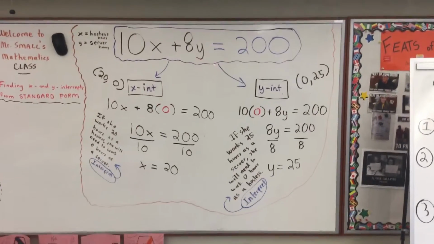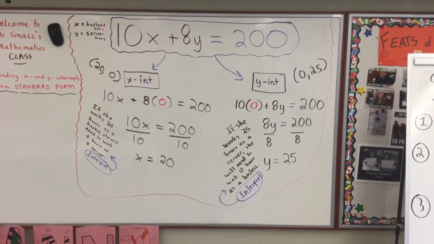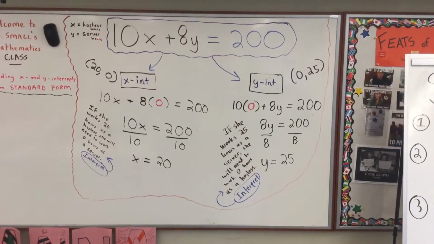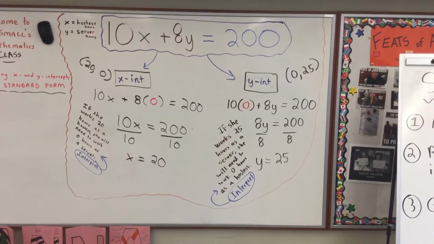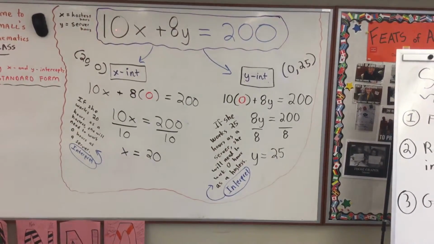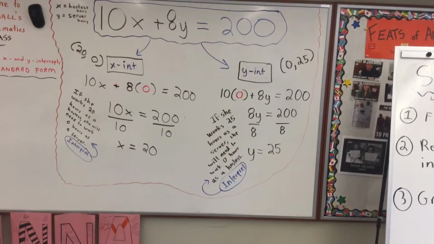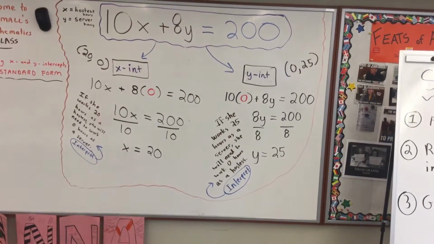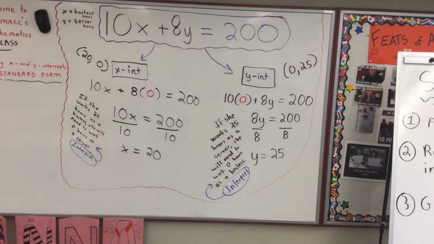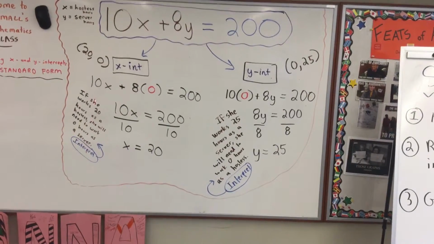What this then means in the problem: if x is the hostess hours and y is the server hours, remember we want to find out what Treyasha needs to work in these specific jobs to get a total of 200. This means if she works 20 hours as a hostess, she will need to work 0 hours as a server. That's the interpretation.